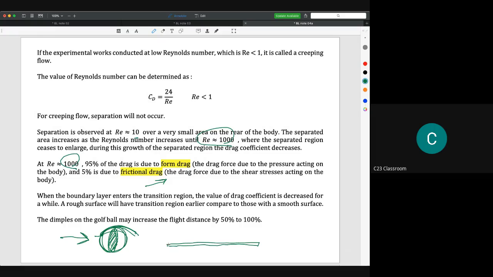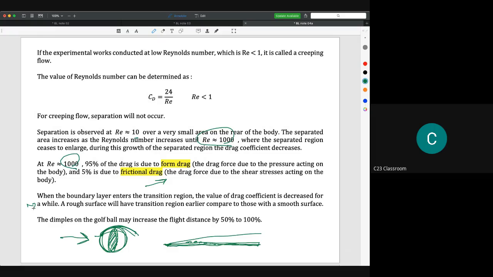So that's why in boundary layer work, we only focus on the flat plate. Because we assume that we are now focusing on the shear stress on the surface instead of the thickness of the flat plate. And then here, when the boundary layer enters the transition region, the value of drag coefficient is decreased for a while.